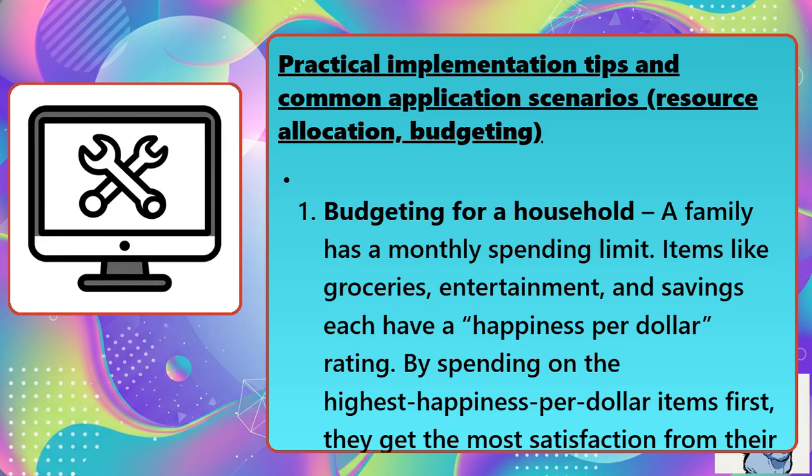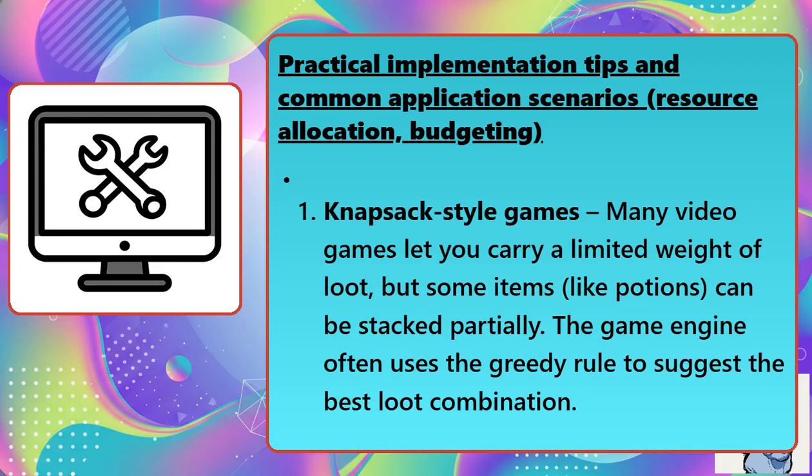Budgeting for a household. A family has a monthly spending limit. Items like groceries, entertainment, and savings each have a happiness per dollar rating. By spending on the highest happiness per dollar items first, they get the most satisfaction from their money. Knapsack-style games. Many video games let you carry a limited weight of loot, but some items like potions can be stacked partially. The game engine often uses the greedy rule to suggest the best loot combination.